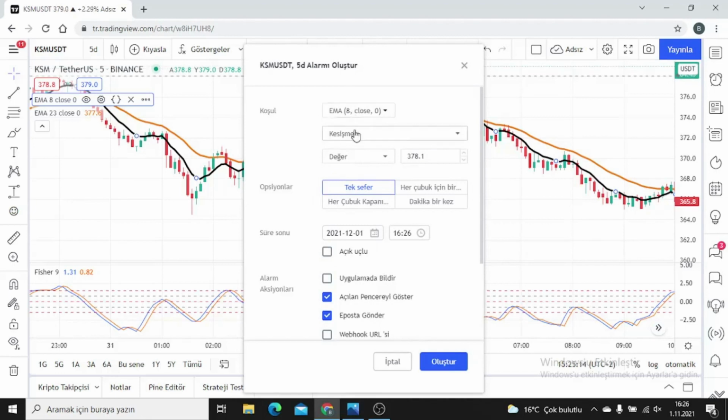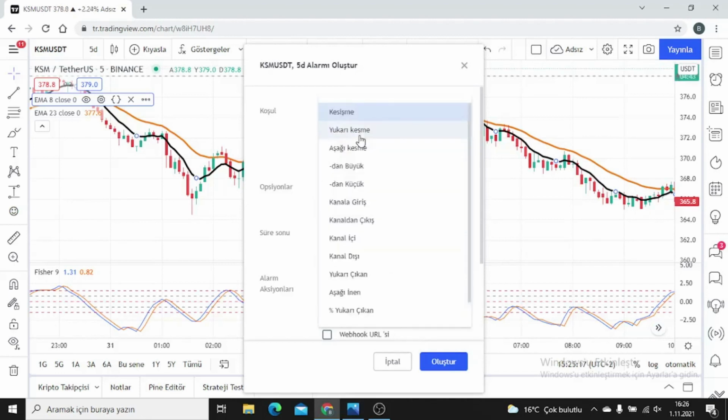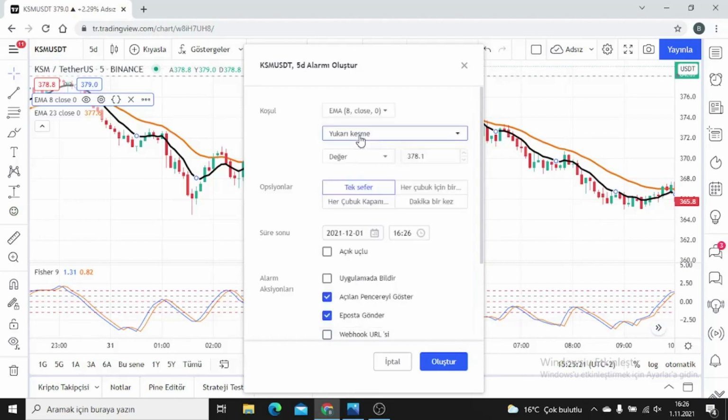I don't choose to cross, friends, or every intersection will sound an alarm. When crossing up, regard the intersection like this. When two moving averages overlap or move horizontally, friends, it will constantly sound the alarm. Let's pay attention to it. I choose cross up. So when EMA 8 intersects with EMA 23 upwards, alarm sounds for me, friends.